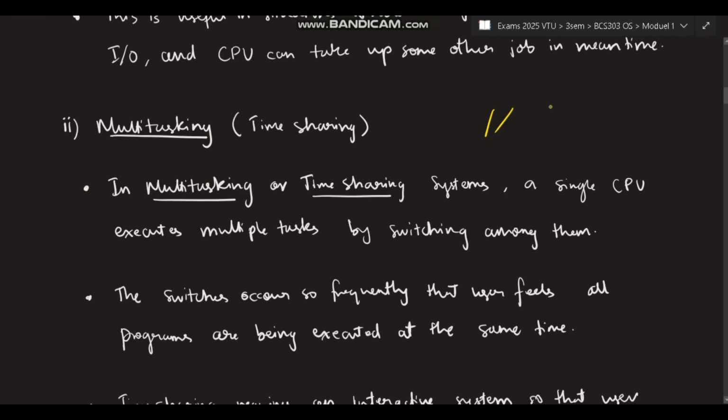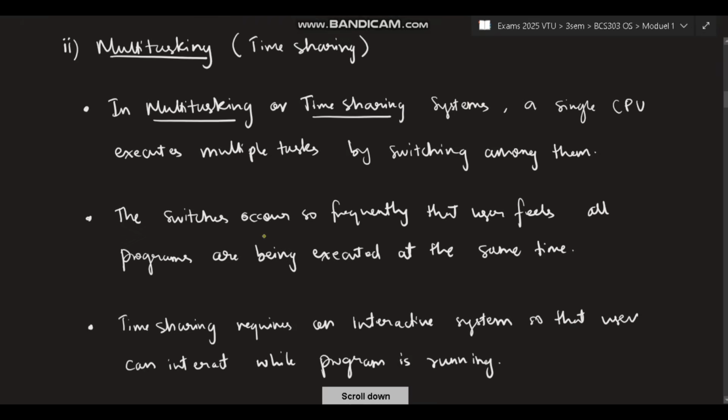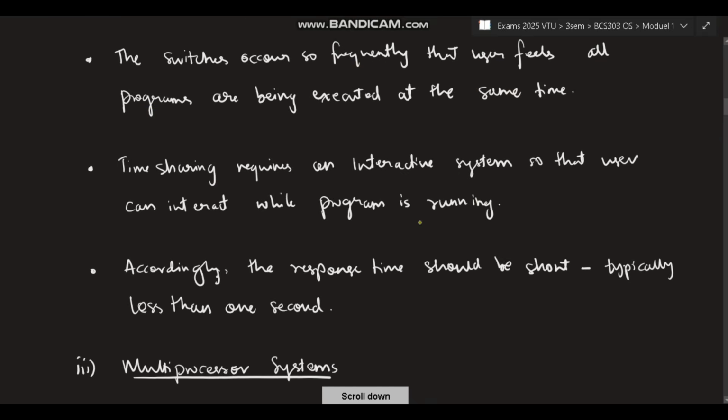In multi-programming, one task was there, and until this task is getting executed, it will not change until it waits for an input or output operation. At that time something else will be executed. Here all are getting executed equally, which means a little time is given to every job. These switches occur so frequently that the user feels all programs are being executed at the same time. It is very fast switching, so we think that all jobs are executed at the same time.